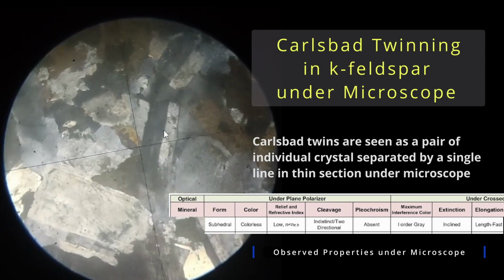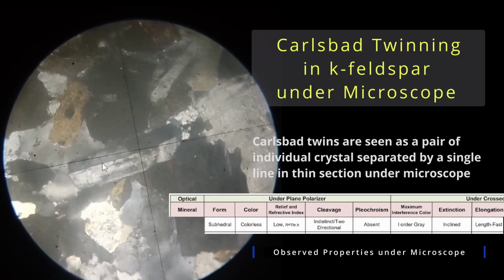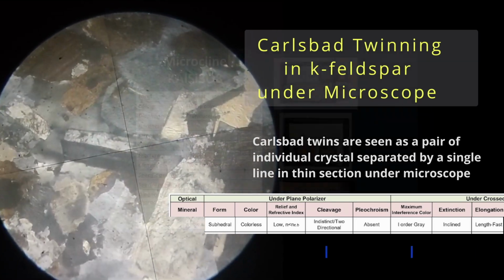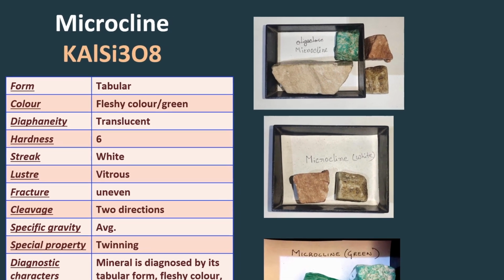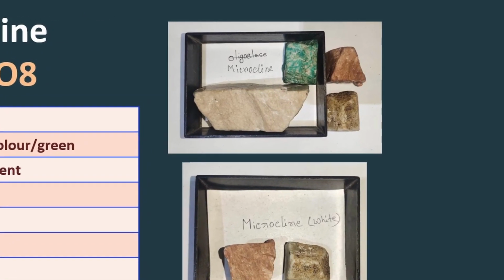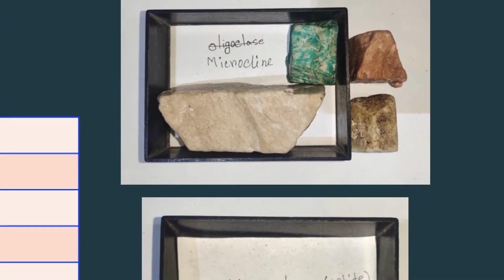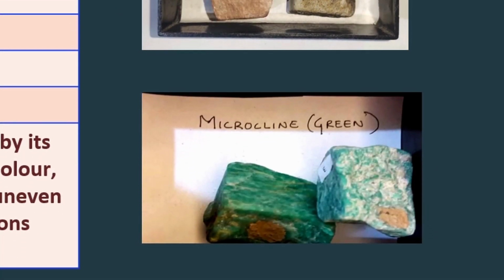Carlsbad twins often exhibit 2 elongate individuals separated by a single composition plane. Next, Microcline. Microcline in hand specimen sample can be diagnosed by its tabular form, fleshy color, 6 hardness, vitreous luster, uneven fracture and 2 directional cleavage.